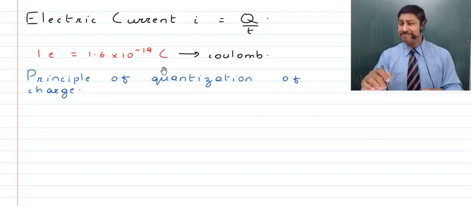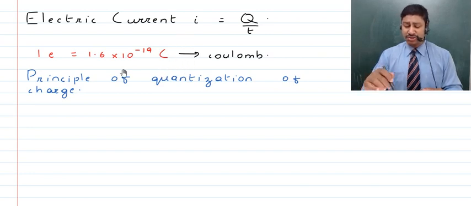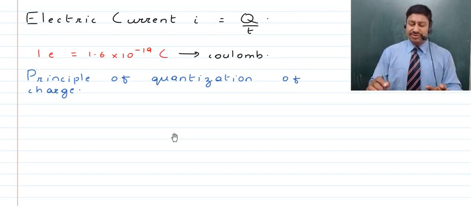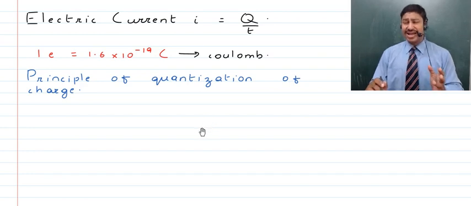Similarly, you can have a million electrons, and then the charge of the million electrons will be 10 raised to the power 6, which is going to be multiplied with 1.6 into 10 raised to the power minus 19 coulomb, right? Now after this, children, next we talk about electric current and its unit.